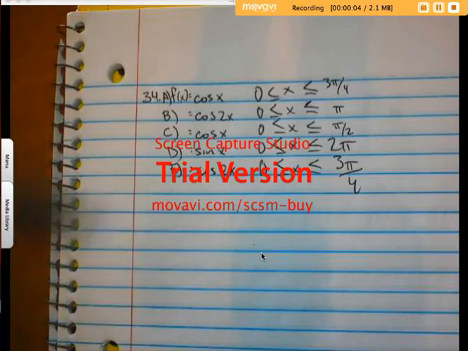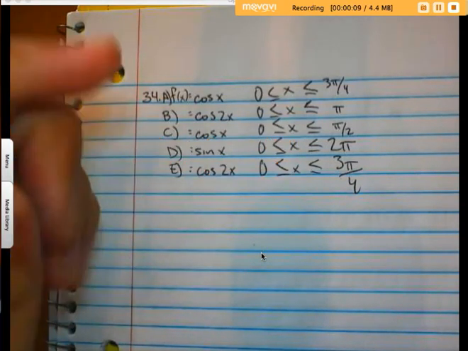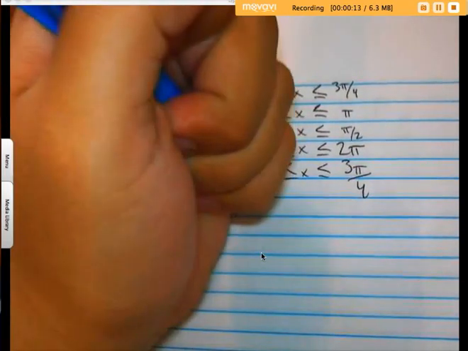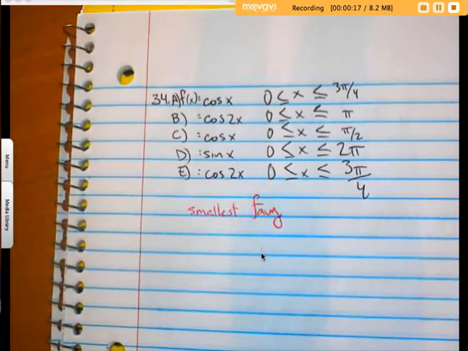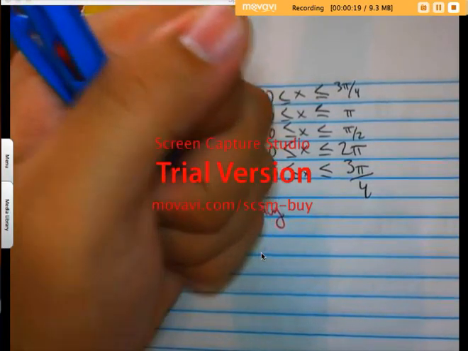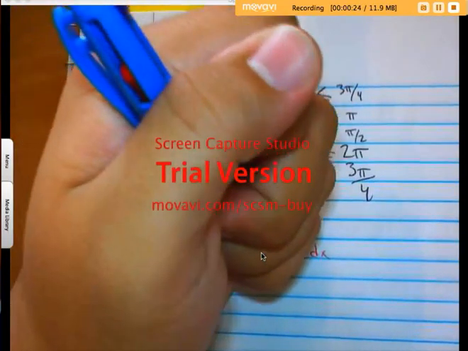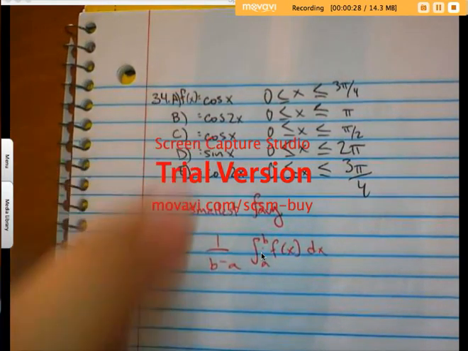Number 34, awkwardly written. We've got 5 functions, 5 intervals, and it wants to know which has the smallest average value of f. Okay, and you remember the average value is 1 over b minus a of the integral from a to b.